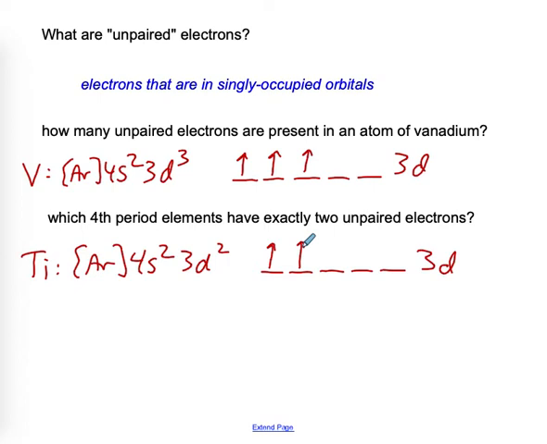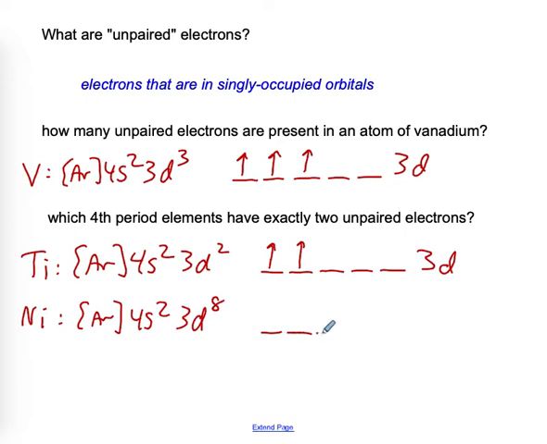But what if I had 2 singly occupied orbitals and 3 completely filled orbitals? In other words, 8 electrons in the 3d sublevel. That would also give me exactly 2 unpaired electrons. Which element has 8 electrons in the 3d sublevel? Pause, look at the periodic table, and you will see it is nickel. Nickel has the configuration argon, 4s2, 3d8.